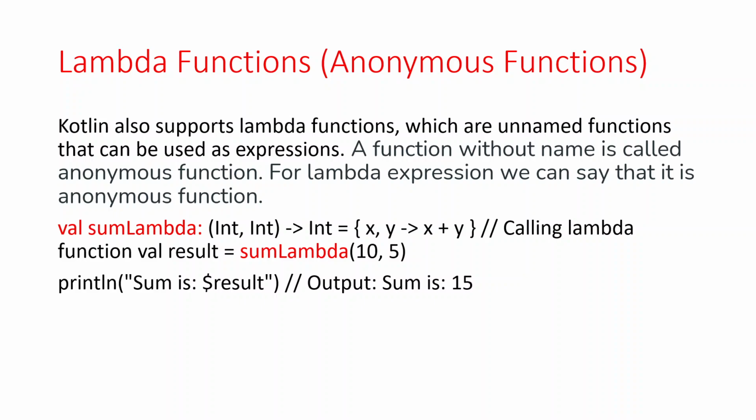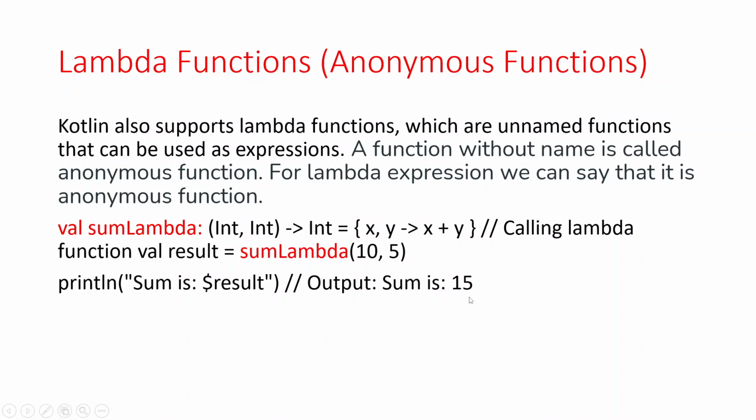Like we have created one val sumLambda, and it will take two parameters of type Int and return Int, and we have passed it two variables x, y, and this is the body of the function, x plus y. We have stored this function inside one variable, result, and passed the two parameters 10, 5, and the output of this is sum is 15.